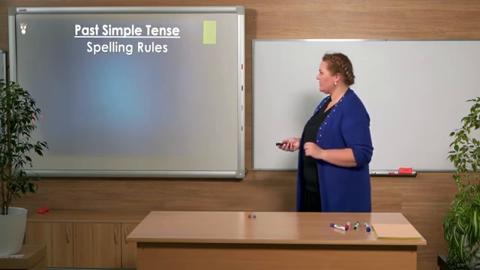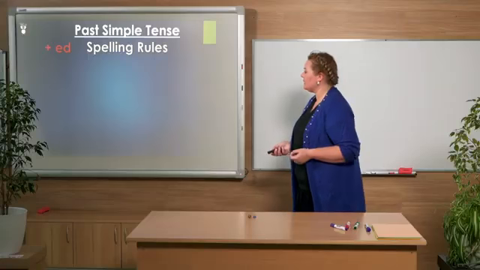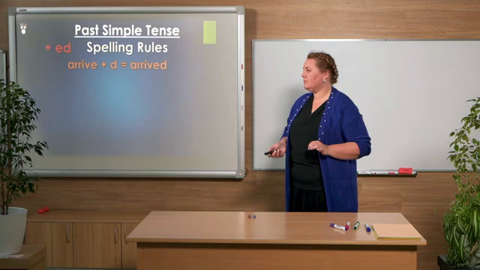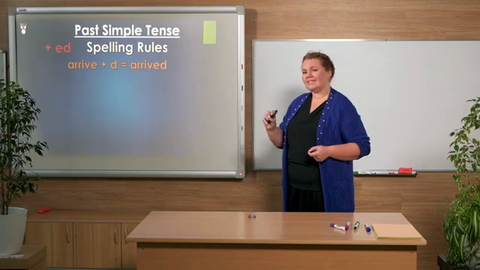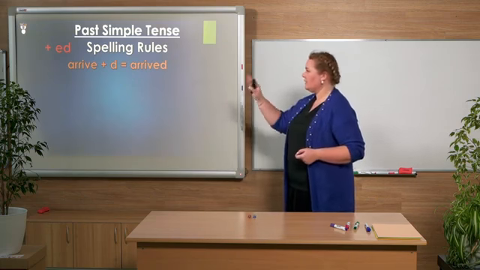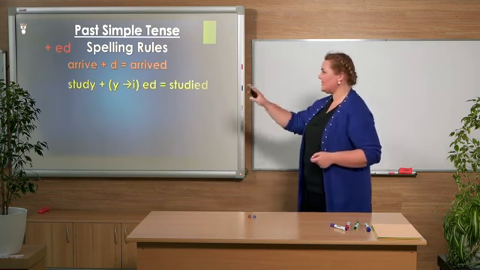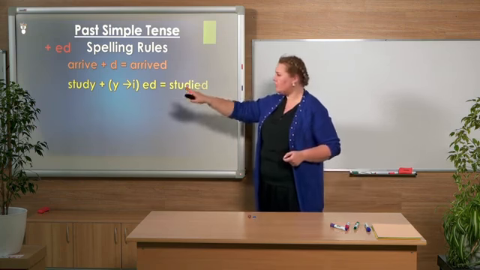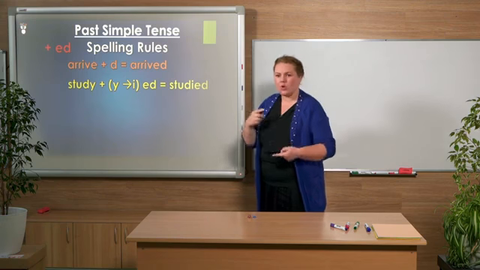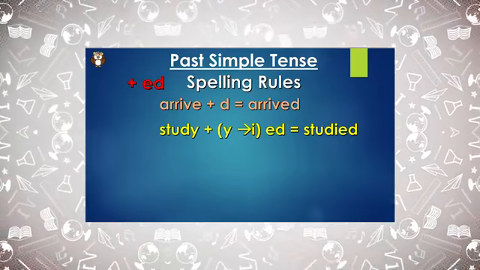So let's have some practice with spelling rules. The verbs are different, so we write them differently. Let's start. When we add the ending ed, and the verb ends with e, we don't double e, we just add the d ending. Arrive, arrived. Let's have a look at one more example. So, study. When the verb ends with y, and there is a consonant before that, we change y into i and add ed. So study, studied.